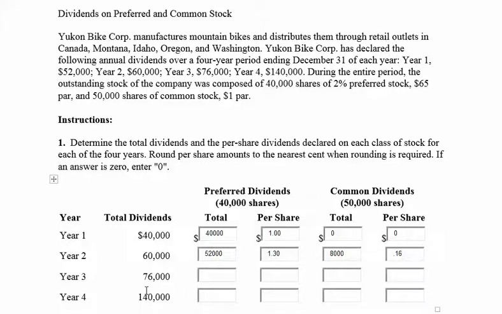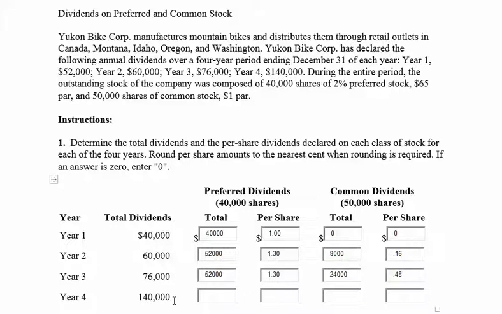Okay, year 3, the company has even more money this year for dividends. They have $76,000. So preferred is going to get their full amount due to them, $1.30 a share, $52,000. And the rest, 76 minus 52, would be $24,000. Common stockholders are going to get whatever's left over, $24,000. Each share then would get 24,000 divided by 50,000, which is 48 cents. This year, if you had 1,000 shares of common stock, you would get $480. If you had 1,000 shares of preferred stock, you'd get $1,300.